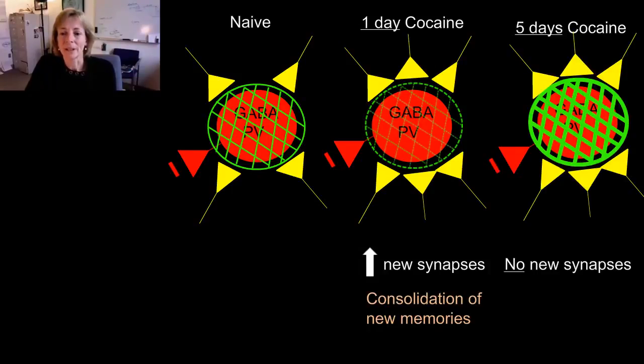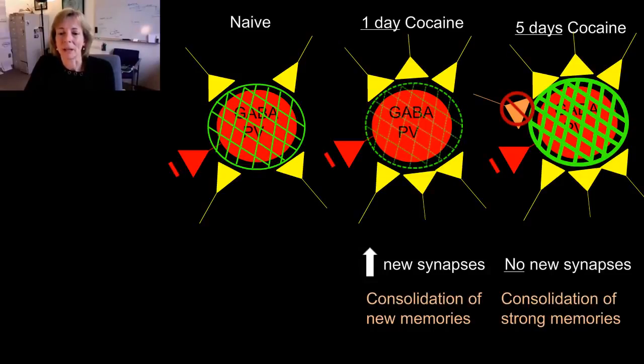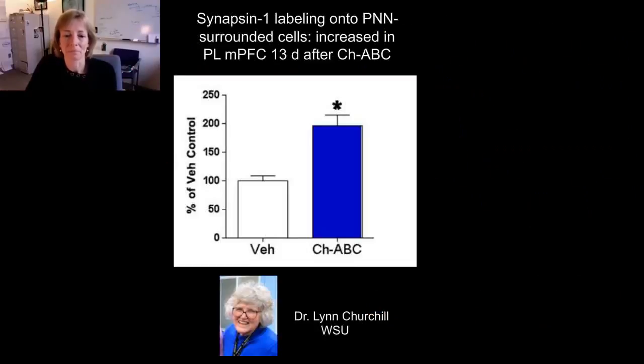And then after 5 days of cocaine, we see the opposite response. We see what we think is a thicker net, or at least a more intense net. And in this case, this may not allow for new synapse formation, and in some way allow for the consolidation of strong memories. Perhaps we have kind of locked in, if you will, these cocaine-associated memories.